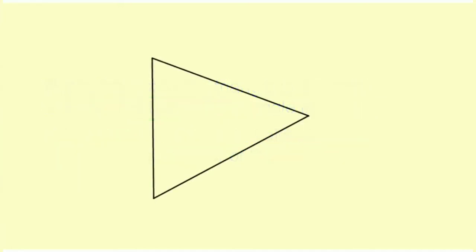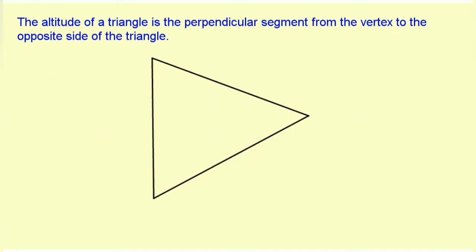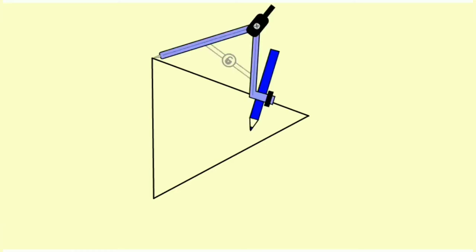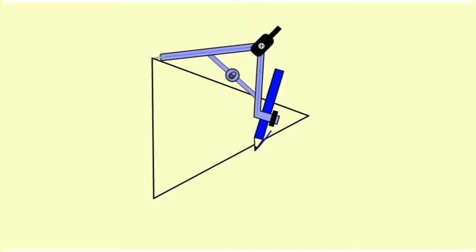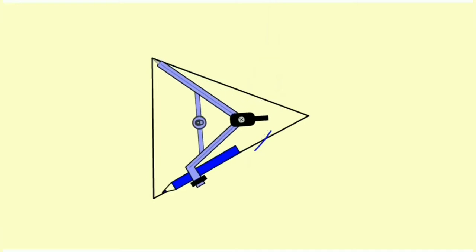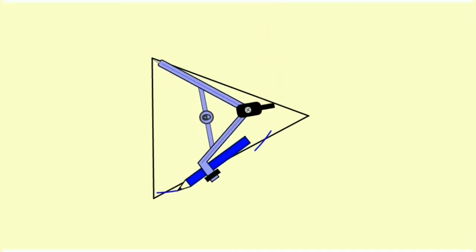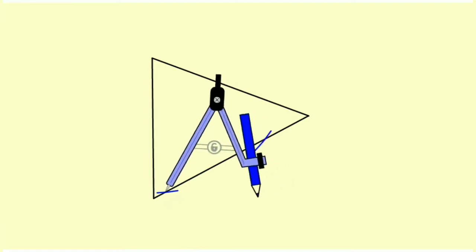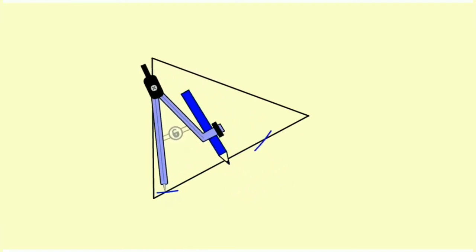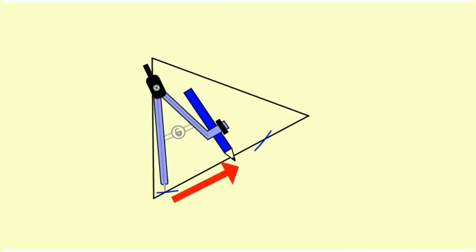To construct the altitude, we need to remember that the altitude of a triangle is the perpendicular segment from the vertex to the opposite side of that triangle. To construct the first altitude, I'm going to take the compass, put the point at the vertex, and open up the compass enough so that I can make two small arcs along this side. Now I'm going to put the compass on each of those points of intersection, and I can open it or close it further. What has to be true is that it has to be over halfway between the two intersecting arcs.